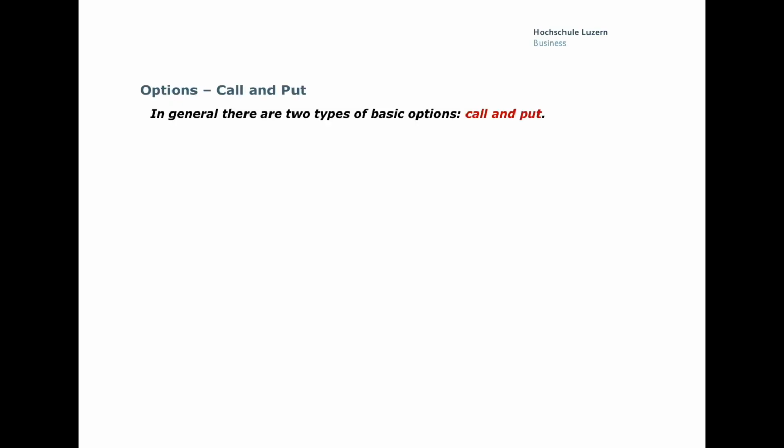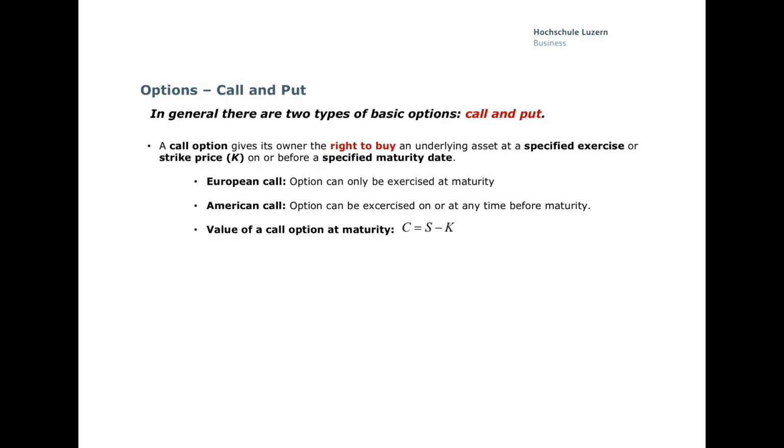The learning goal of this session is to obtain a basic understanding of option contracts. In general, we distinguish between two types of basic option contracts, call and put options. A call option gives its holder the right to purchase an asset for a specified price called the exercise or strike price on or before some specified expiration date. Note, in this course, we denote the exercise price by K.